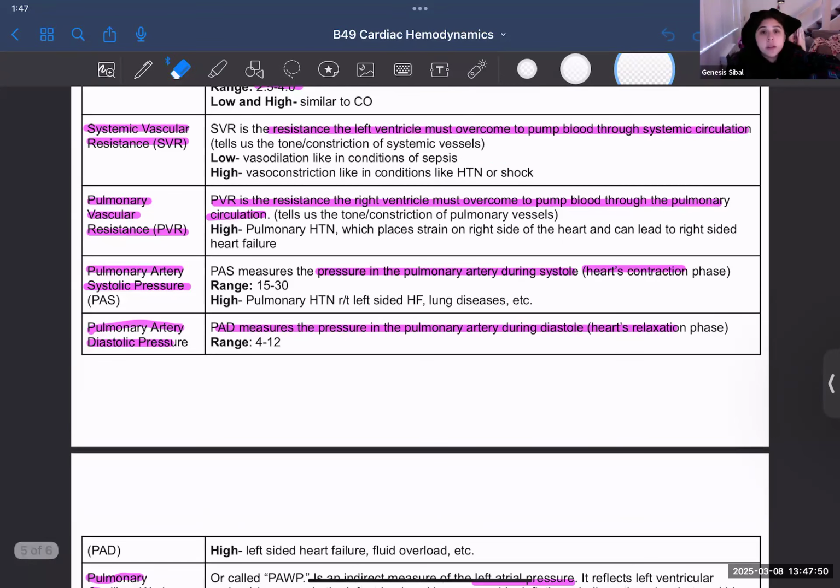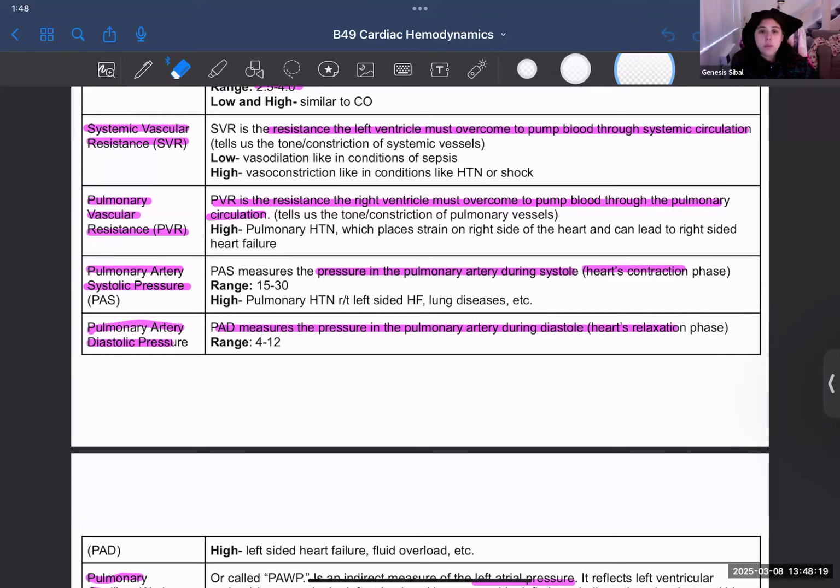In the right ventricle, that's PVR, because now you're talking about the blood being sent to the lungs by the right ventricle. Pulmonary vascular resistance: what does the right ventricle have to do to overcome that? And then you're looking at the pulmonary artery systolic and diastolic pressures. Now you're talking about the actual pressures within the pulmonary artery.